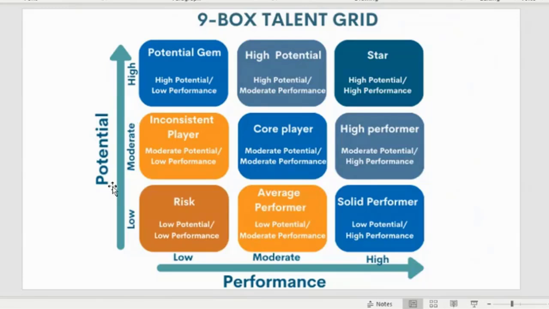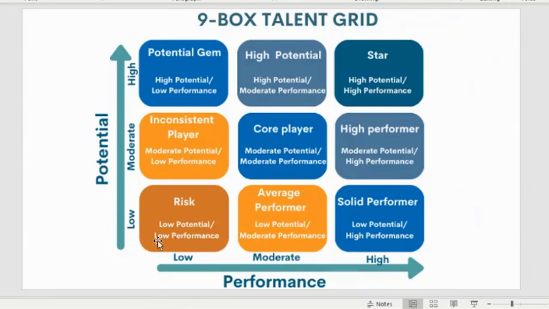And you see that you have potential right here on the left, low, moderate, high, and you have performance right here, low, moderate, high. And can you see that from right here, you see potential germ. This person is seen as high potential, low performance. This person is seen as an inconsistent player. And as you can see, the box is more of an orange color for those that are not performing up to par. And you have inconsistent player, moderate potential, low performance.